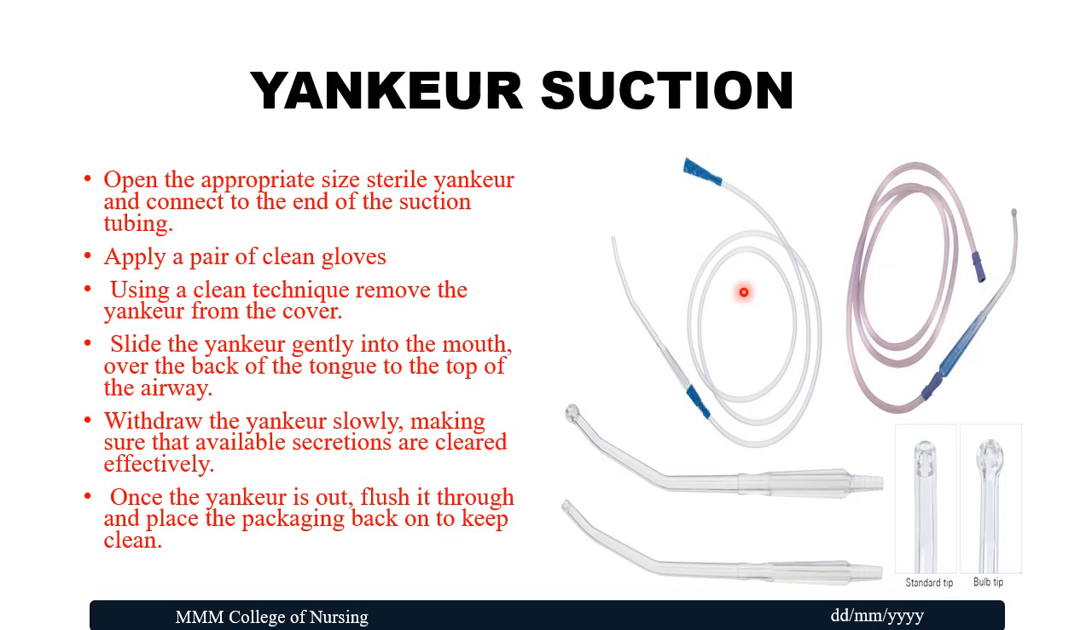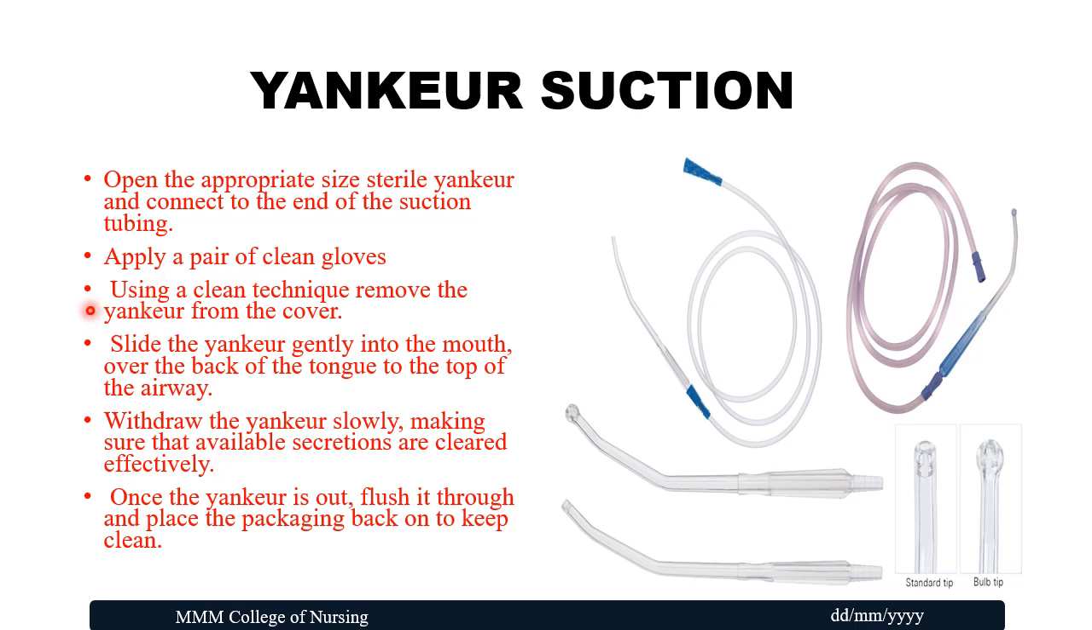So this is Yankauer suction. Open the appropriate size sterile Yankauer and connect to the end of the suction tubing. This is a Yankauer suction. This is the connecting tubing. Here is a standard tip and here is the bulb tip, which has a bulb on top of the tip. Apply a pair of clean gloves.